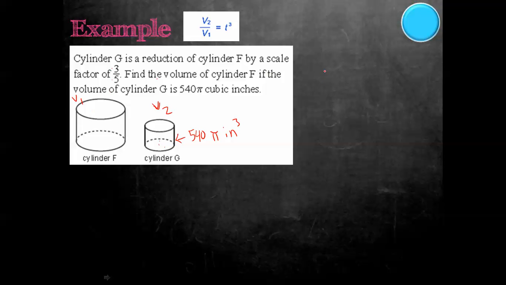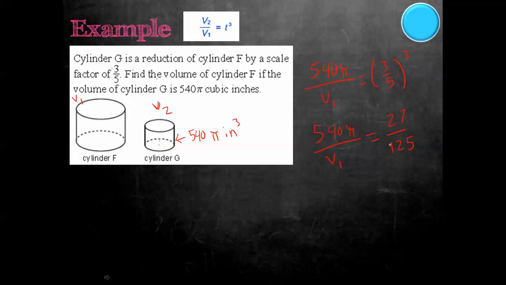Okay, so here we want to find V1. All right, so we put V2 on top, the volume of 2, and we're just going to keep pi here. Since it gave us pi, we're going to keep pi, 540 pi, over the volume of the original, needs to equal 3/5 cubed. Okay, so now we're going to cube it, right? 3 times 3 is 9, times 3 is 27. So we're going to have 540 pi over volume 1 equals 27 over, 5 times 5 is 25, times 5 is 125.